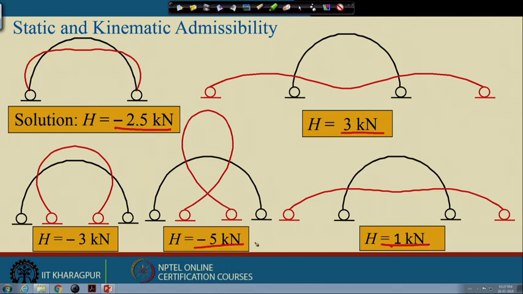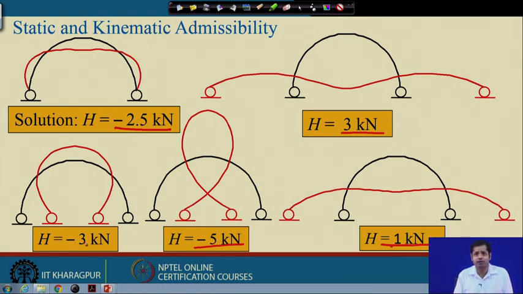Now, you see for all H, minus 2.5, 3, 1 kilonewton, 5, minus 5 kilonewton, minus 3 kilonewton, they all satisfy the equilibrium condition, because A x is equal to H and B x is equal to minus H. But just by looking at the deformations we obtain for different H, we can easily say that these deformations are not consistent with the boundary conditions given here. The boundary condition says that at points A and B there will be no translation, whereas for all these H, we have translation at the boundary.